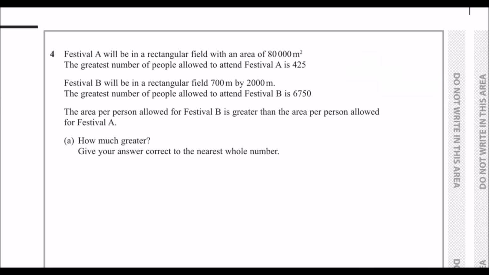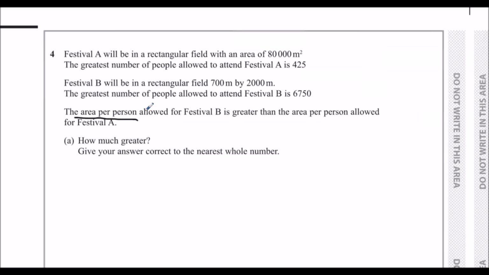Question 4. Festival A will be in a rectangular field with an area of 80,000 meters squared. The greatest number of people allowed to attend Festival A is 425. Festival B will be in a rectangular field 700 meters by 2,000 meters. The greatest number of people allowed to attend Festival B is 6,750. The area per person allowed for Festival B is greater than the area per person allowed for Festival A.